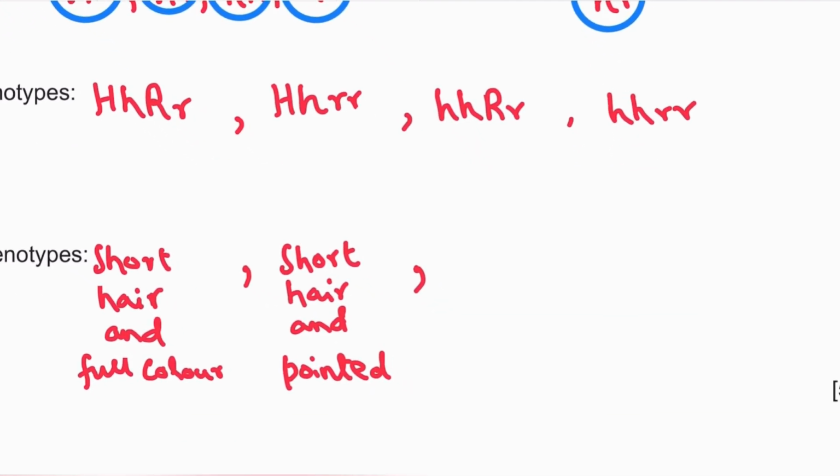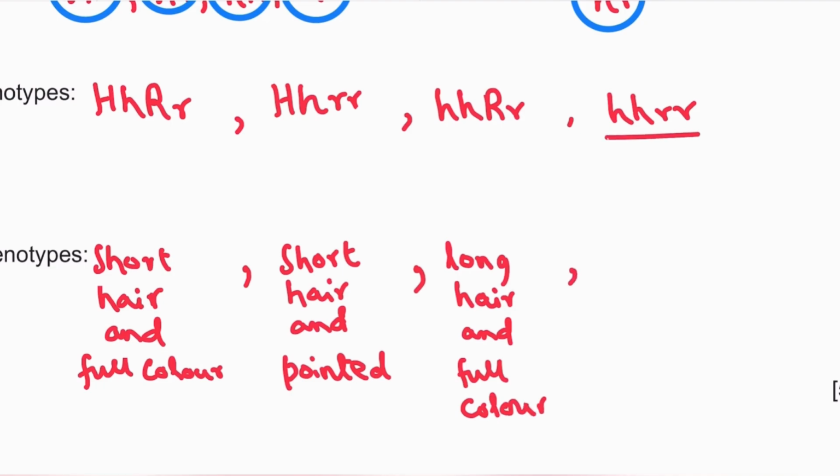Then small h, capital R, small r. So due to small h, the hair will be long. So long hair. And due to capital R, the cat will have full color. And the last one is small h, small r, which will be same as the cat in figure 5.1, which has long hair and is pointed. So this is the genetic diagram.